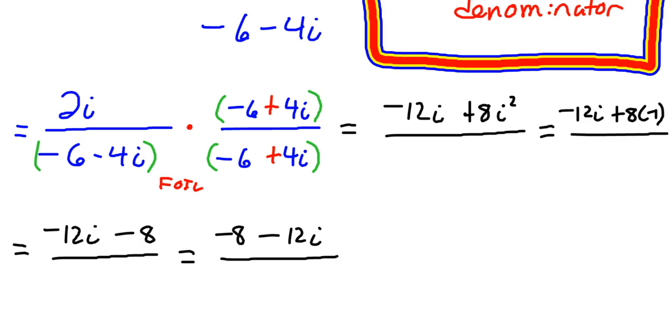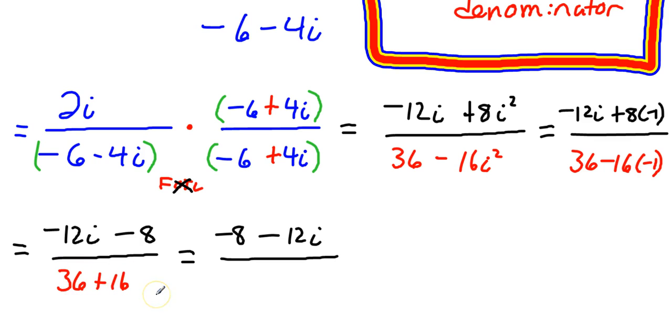Okay, and with the conjugates, when you do the full method again, the O and the I cancel each other out. It's just -6 times -6, which would be a positive 36. When you do -4i times positive 4i, that's going to be a -16i squared. But again, when you get the i squared, replace it with -1. That's 36 plus 16. Add those two together and get 52.